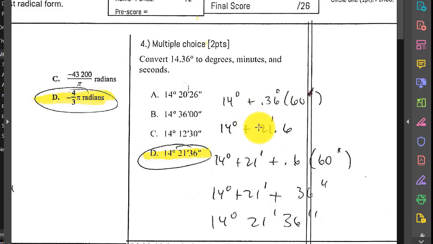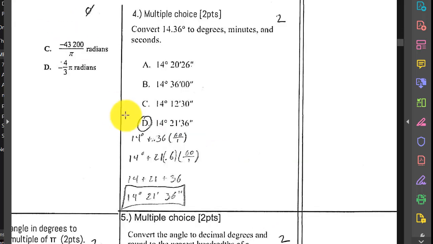This represents 21.6 minutes. I take the decimal, 0.6 right here, and then I didn't do that, but over 1, the 1 here represents the 1 in 1 minute there are 60 seconds, and so these minutes units will cancel, and 0.6 times 60 gives me 36. So 14 degrees, 21 minutes, and 36 seconds. Choice D is your correct answer. Here's some student work here.